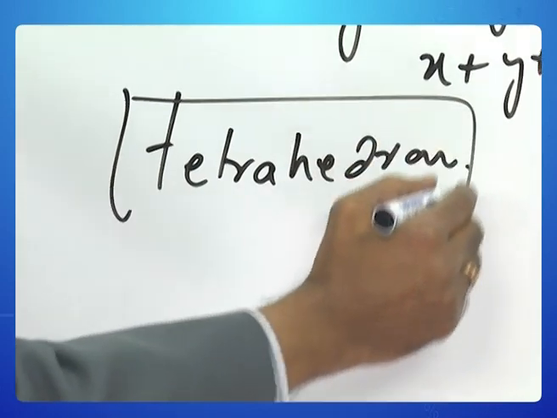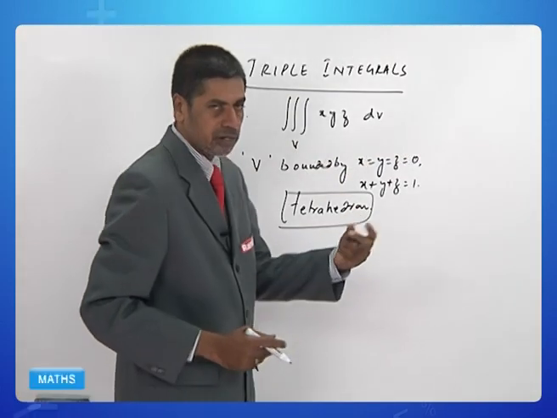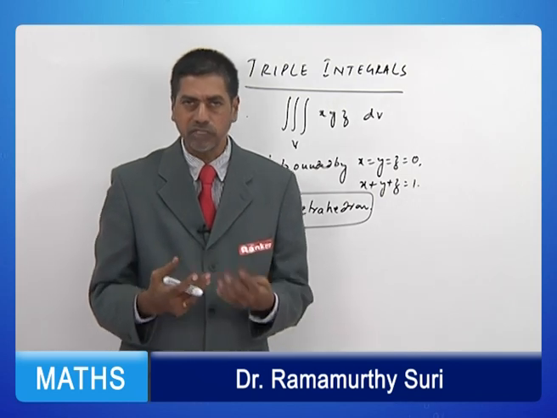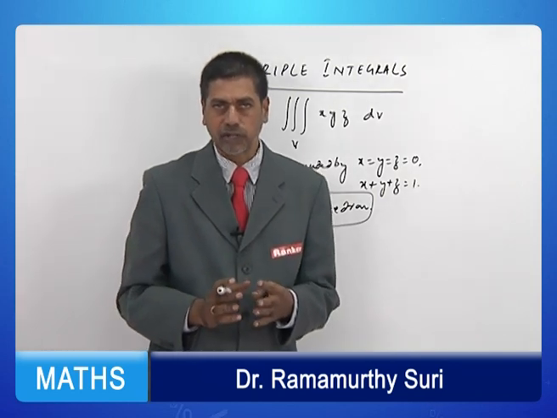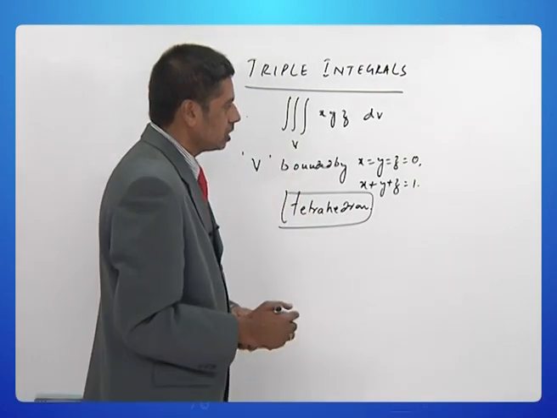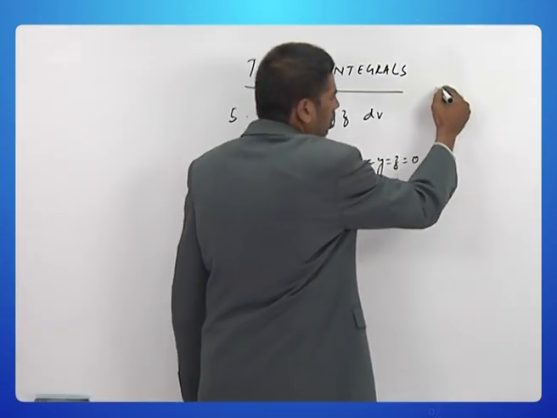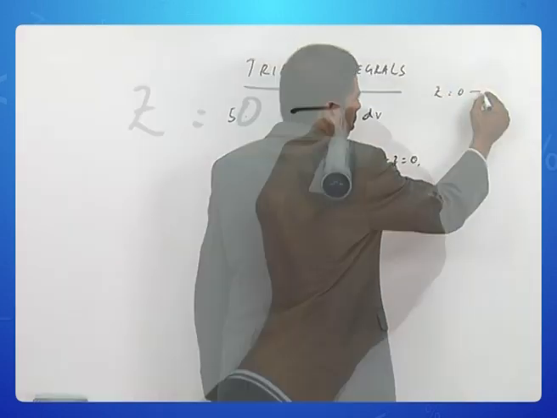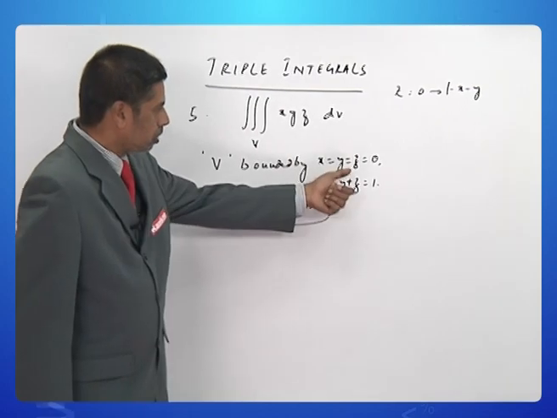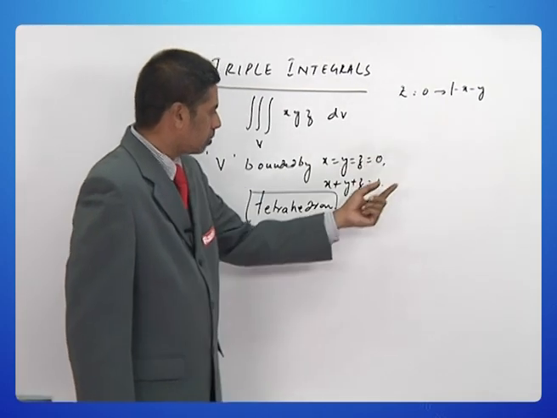One can analyze the tetrahedron, draw it graphically and then fix the limits, or there is a very simple way by which one can write the limits. Suppose you decide to integrate with respect to z first, then you can take the lower limit of z from here and the upper limit of z from here.